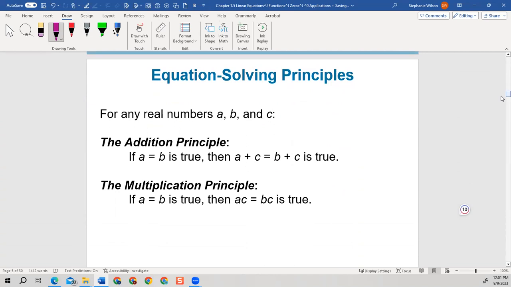Equation solving principles. For any real numbers a, b, and c, the addition principle says if a equals b is true, then a plus c equals b plus c. So if a and b are equal, then I can add c to both of them and still get a true statement. That's the addition principle. In the multiplication principle, if a equals b is a true statement, then I can multiply a by c and it's still going to equal b times c.